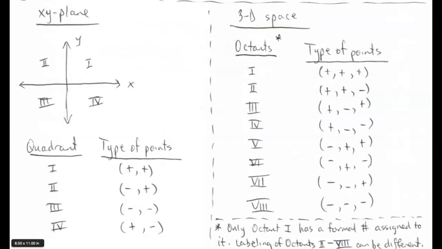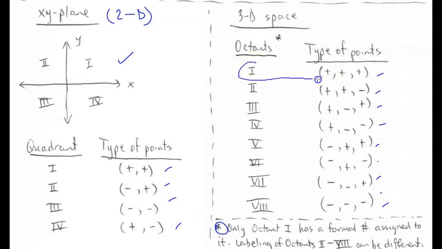So here you see that I'm doing a comparison with the XY plane, which is basically 2D space, along with the 3-dimensional space. And so here again, you see that we have our 4 quadrants and the corresponding points that go there. And of course our 8 octants here and the corresponding profile of points that go there. Okay. And again, I mentioned here that octant 1 is the only one that has a formal label. The rest of them, we could have rearranged these numbers in any way we want.